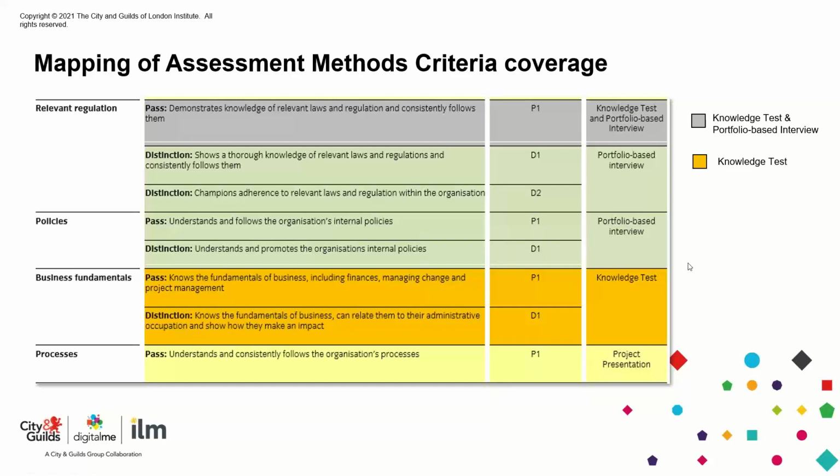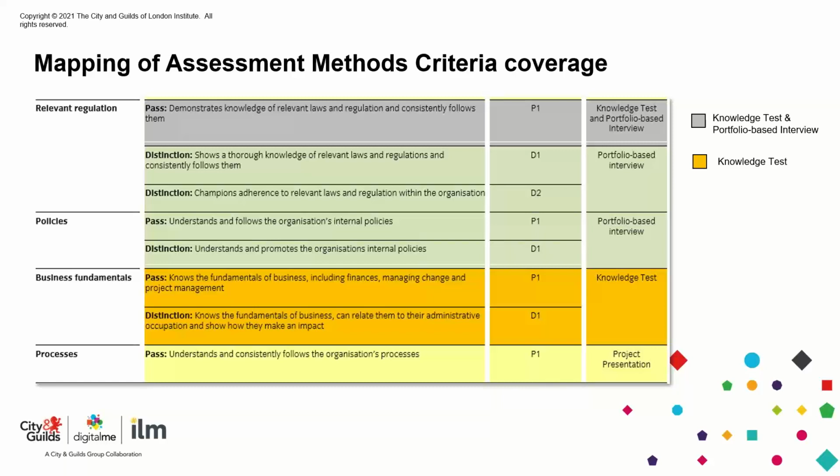Then we got business fundamentals, for example, that is in orange. And what it means, when you see an orange color, it means it will be only tested in the knowledge test. So in this case, P1, pass 1 and distinction 1 will be assessed in the knowledge test.